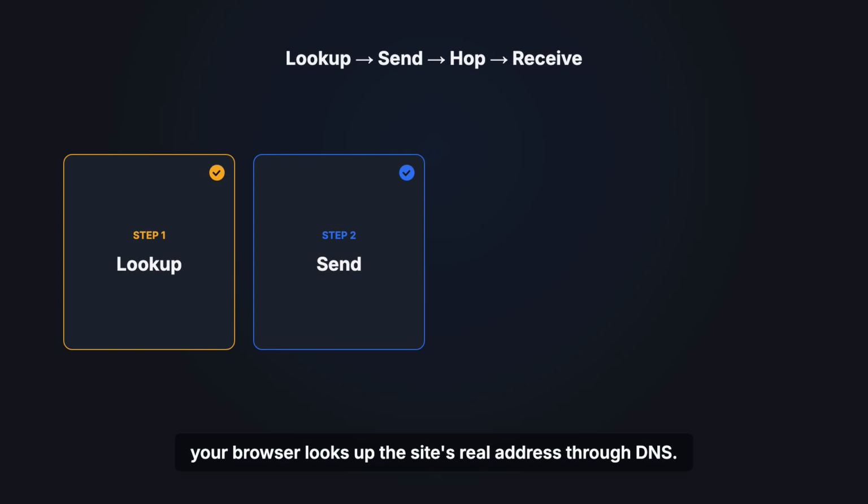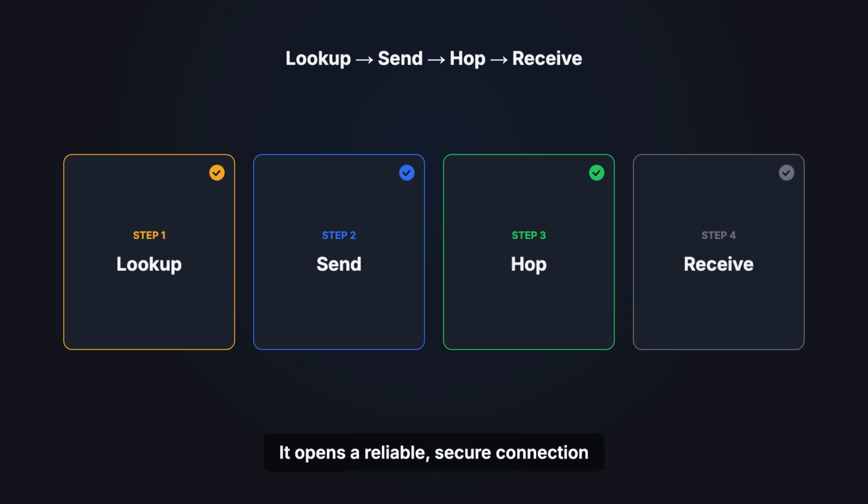Your browser looks up the site's real address through DNS. It opens a reliable, secure connection through a TCP and TLS handshake. Your request physically travels across a chain of routers to reach the server. The server sends back the page, which travels the same way, and your browser puts it all together. 4 steps. Every website. Every time.